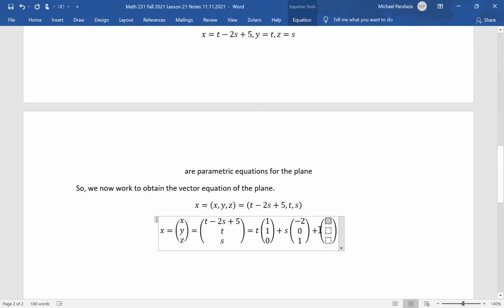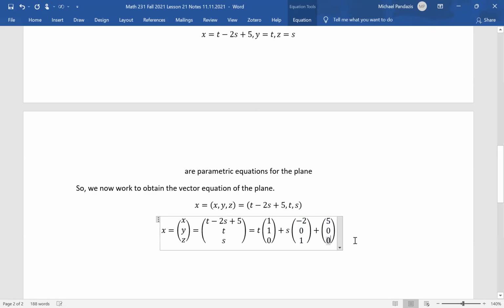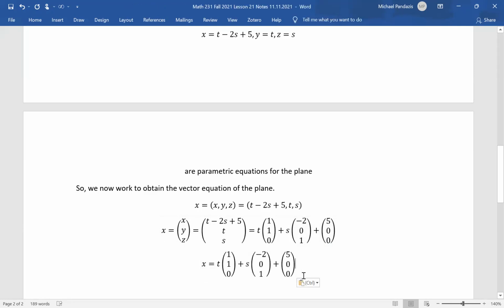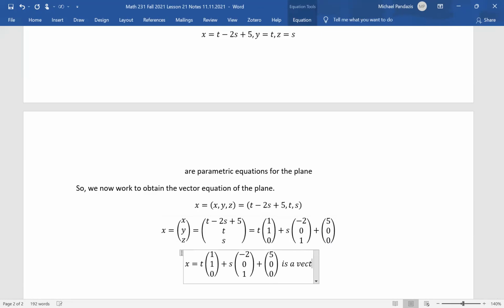Last thing is the constant. There's a constant 5 in the first component. There is no constant in the second component, and there is no constant in the third one. I've now expressed x as t times a vector plus s times a vector plus another vector. And so now this is a vector equation of the plane. So x is equal to this expression, which is a vector equation of the plane.